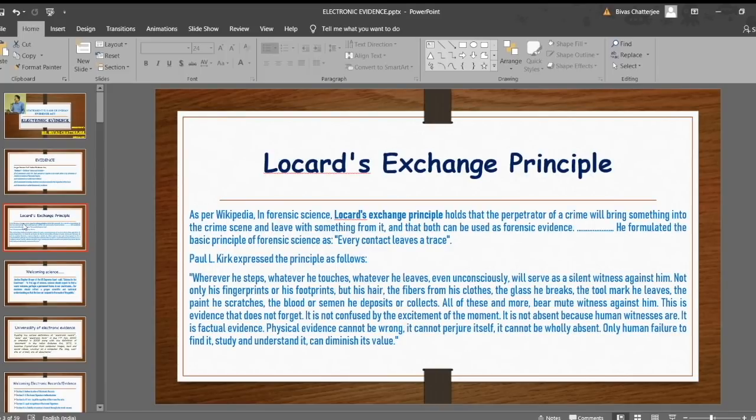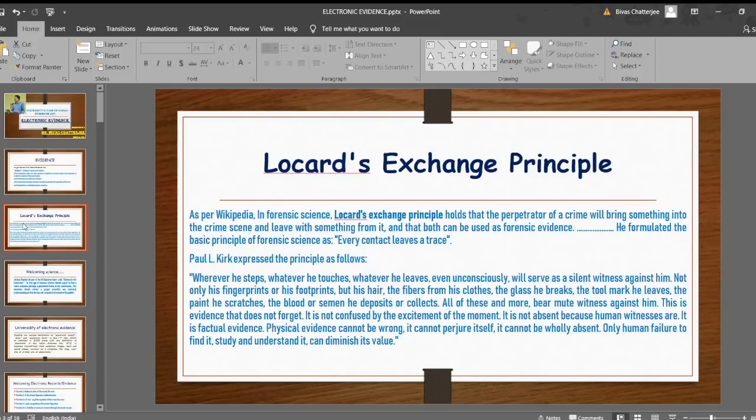As per him, whatever he touches, whatever he leaves, even unconsciously, will serve as a silent witness against him. Not only his fingerprints or his footprints, but his hair, the fibers from his clothes, the glass he breaks, the tool marks he leaves, the paint he scratches, the blood or semen he deposits or collects. All these and more bear mute witness against him. This is evidence that does not forget. It is not confused by the excitement of the moment. It is not absent because human witnesses are.